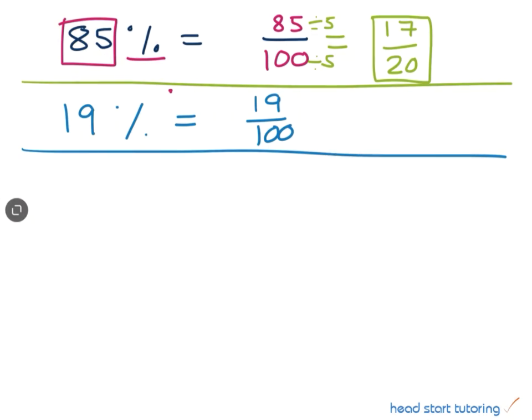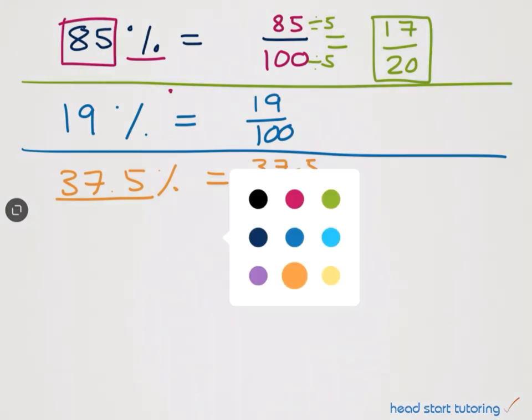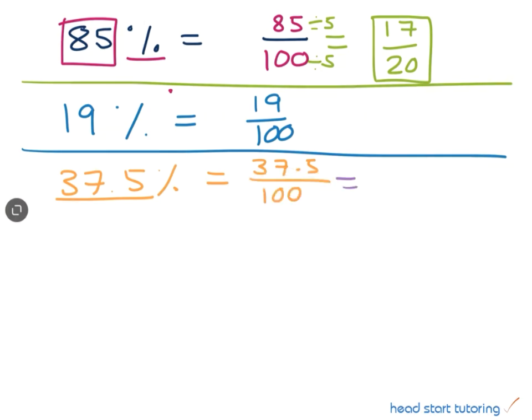Let's have a look at 37.5%. Again, we take our number there, and that will be our numerator, so 37.5, and we put that over 100 to show that that is a percentage. So 37.5 over 100 is our fraction for 37.5%, but obviously we would like to simplify that.